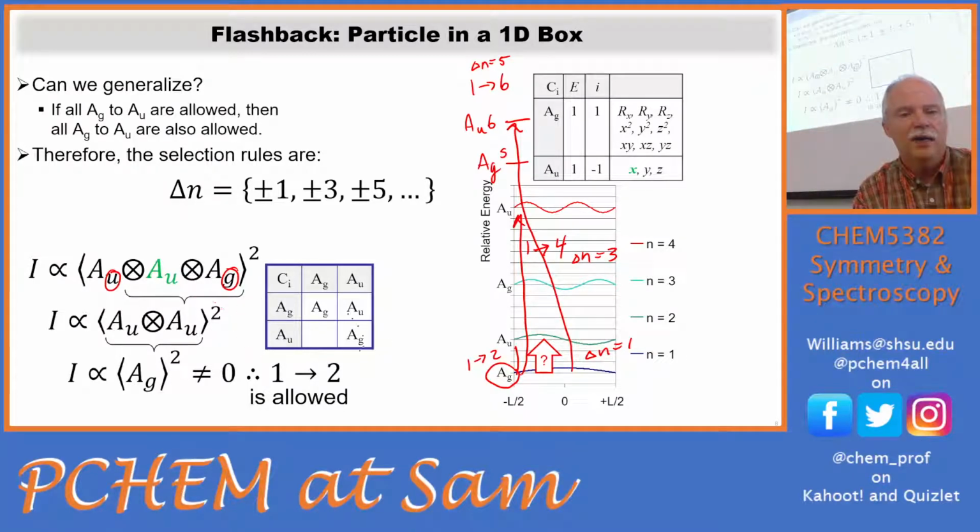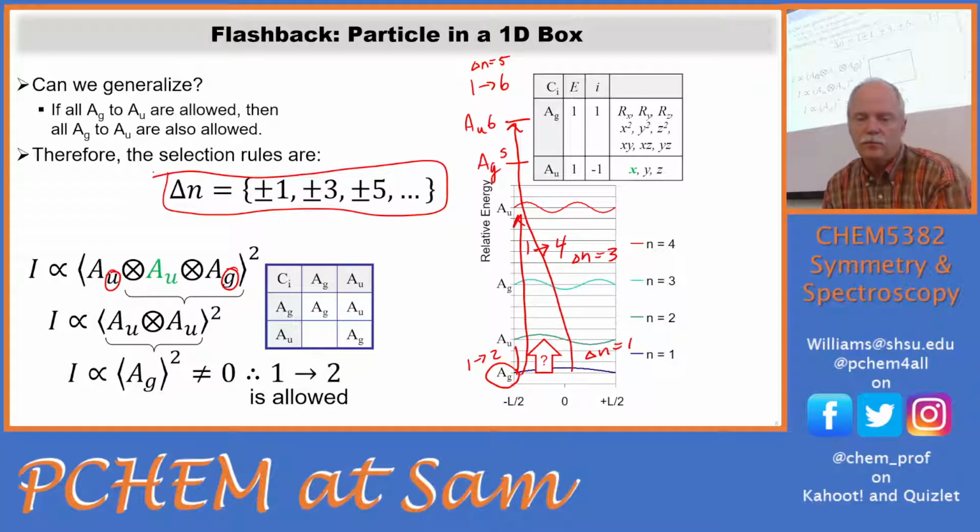And now here are the selection rules for our particle in a 1D box. Notice the selection rules are the allowed transitions. That's by definition. When we talk about selection rules, we're labeling the allowed transitions. Make sense? Okay. It's a bit of a review.